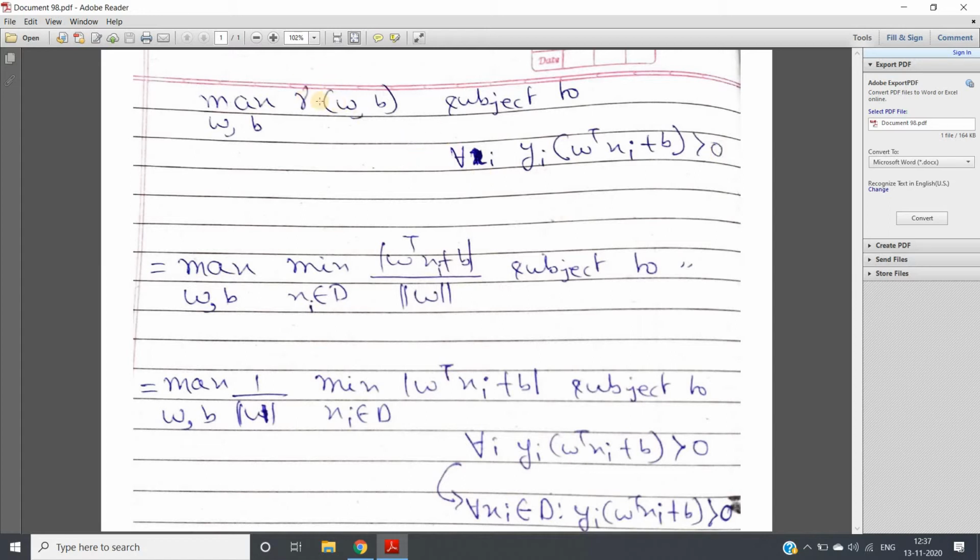So we can rearrange this. See, instead of gamma we can write this one, right? So we can write the optimization problem like this: maximization with respect to w and b. Which one do we need to maximize? That is this one. This is nothing but the expression of gamma, which I have discussed earlier also: minimum over xi belonging to D of omega transpose xi plus b, whole divided by mod of w, right? Subject to the same condition, right?